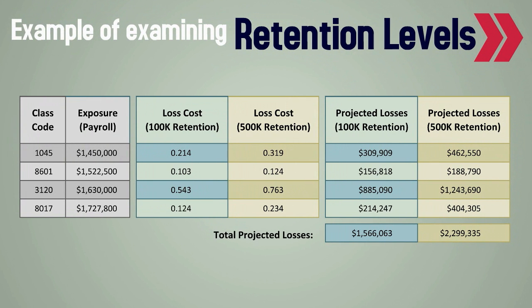Here's a quick example of how loss costs can be used to compare the projected losses given 2 different retention or deductible levels. For the 4 payroll codes and the given payroll exposure amounts, we've estimated a loss cost for the $100,000 retention and for the $500,000 retention, and then computed the projected losses at the $100,000 retention level and the $500,000 retention level. Now, this type of analysis, which can be completed by your actuary, is helpful in selecting the appropriate retention for your organization.